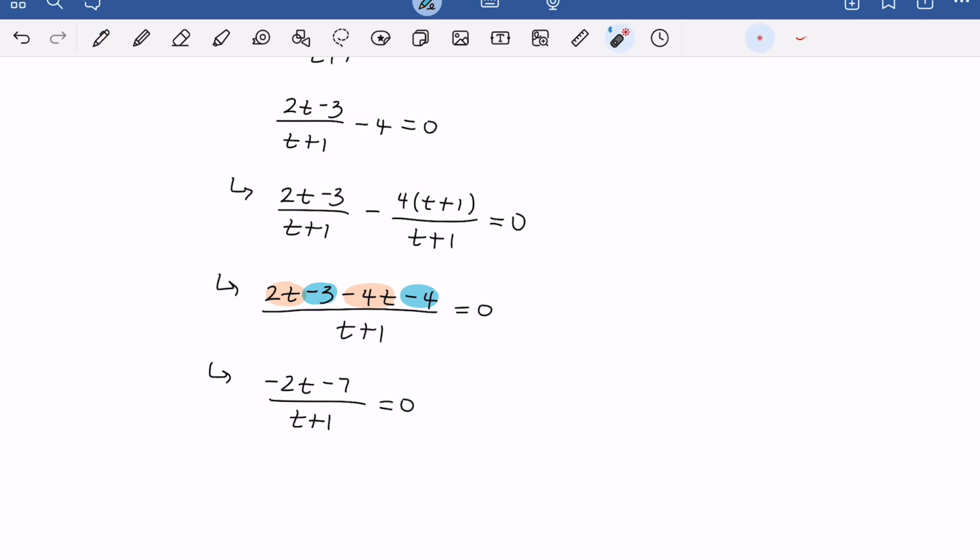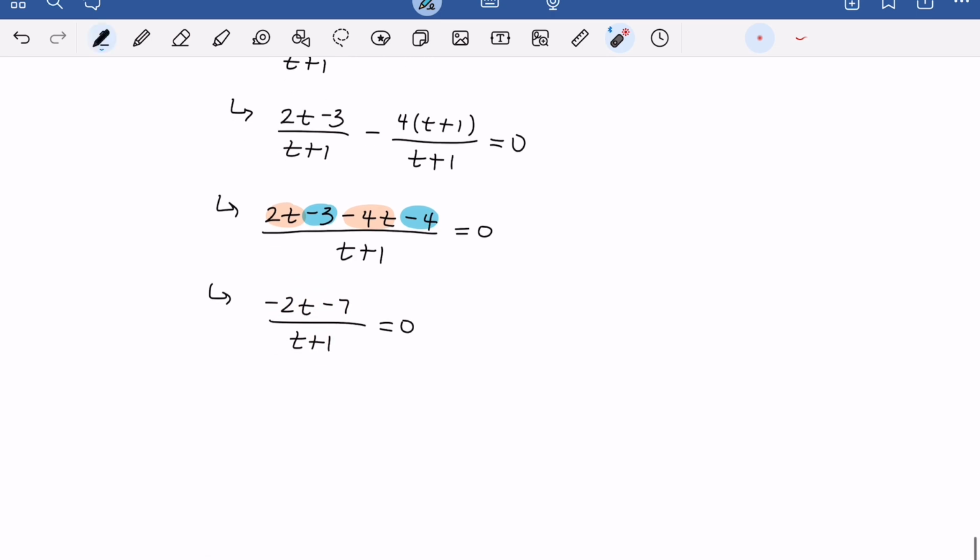And like I said, we want to figure out when this will be equal to 0. The only way that's going to happen is if our numerator is equal to 0, because remember, 0 divided by anything is just going to give us 0. So we want to figure out when the numerator, minus 2t minus 7, is equal to 0. Now, we can just solve for t, and we'll see that this happens when t is equal to negative 7 over 2. So this is one of our solutions, and this is one of the numbers that's going to determine our intervals.